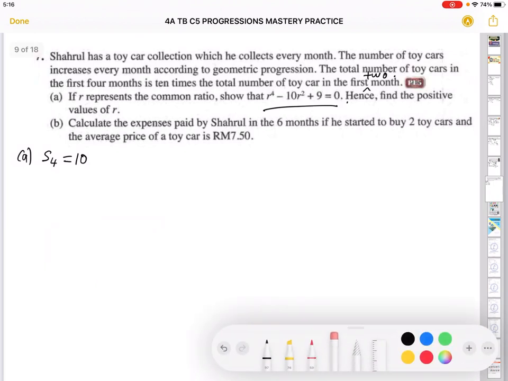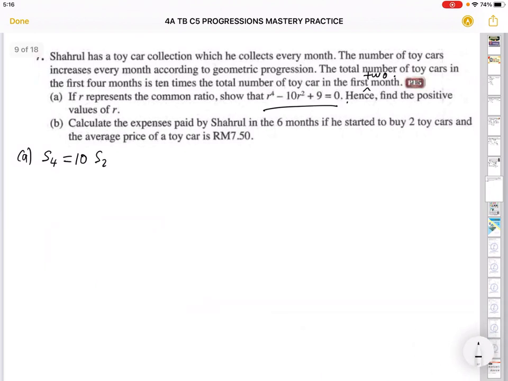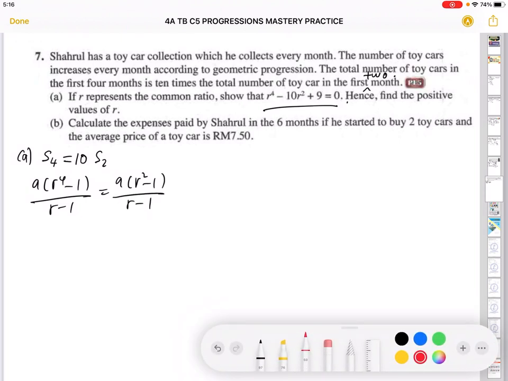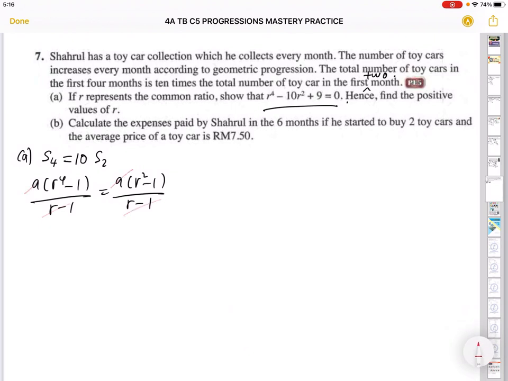So let's do first 2 months, S2. So this is a(r^4 minus 1) over r minus 1 equals 10 times a(r^2 minus 1) over r minus 1. Now we know r cannot be 1. If r is 1, then it's not geometric. So we can cancel the r minus 1. We can cancel the a. And let's bring this over. Okay, I missed a 10 here. Let's just multiply the 10 here: r^4 minus 10r^2, bring it over, r^4 minus 10r^2 plus 9 equals 0. So we managed to prove this formula. Okay, hence find the positive value of r.